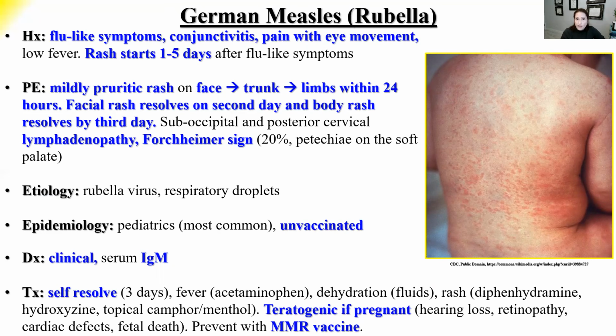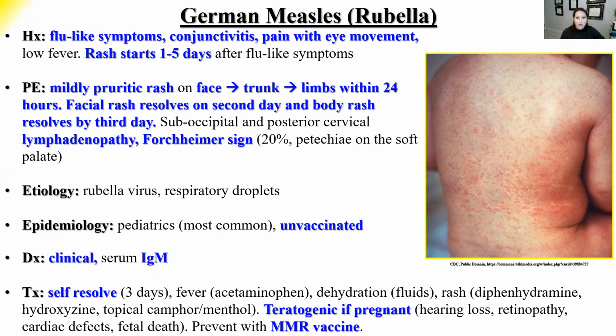Like we said, this was a faster resolving rash. Instead of 10 days for measles, it gets better in 3 days. We treat our fever with acetaminophen, our dehydration with fluids, our rash with diphenhydramine, hydroxyzine, the topical camphor or menthol. But here's our key difference, and this is where your question on your exam is going to come from.